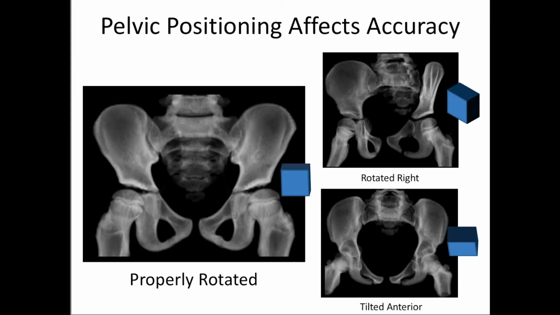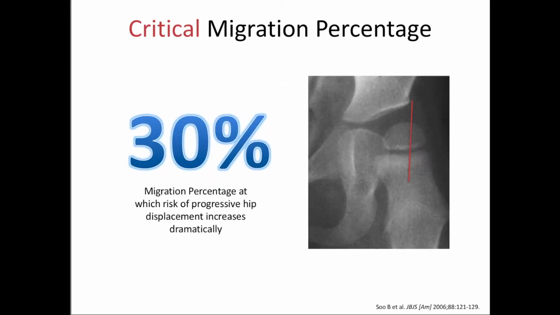Here are some examples of what happens with rotation and tilt of the pelvis. The larger image here shows the properly positioned pelvis. If the child is improperly positioned in rotation and rotated to the right, as you can see in the upper right image, there starts to be difficulty in assessing the pelvic landmarks. If the child has a hip flexion contracture and pillows are not used, the pelvis tilts anteriorly, and now it's very difficult to see some of the landmarks of the pelvis. Again, the critical migration percentage is 30%.